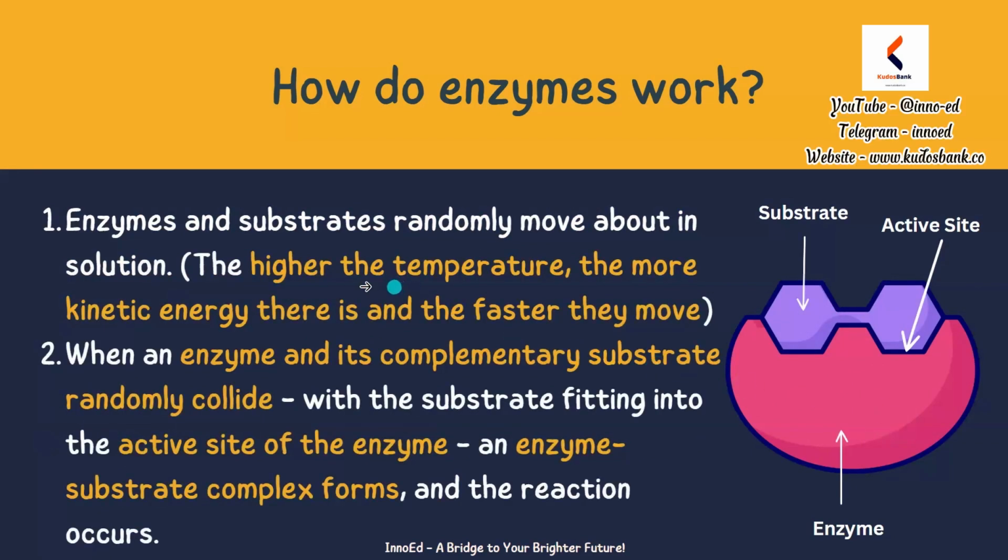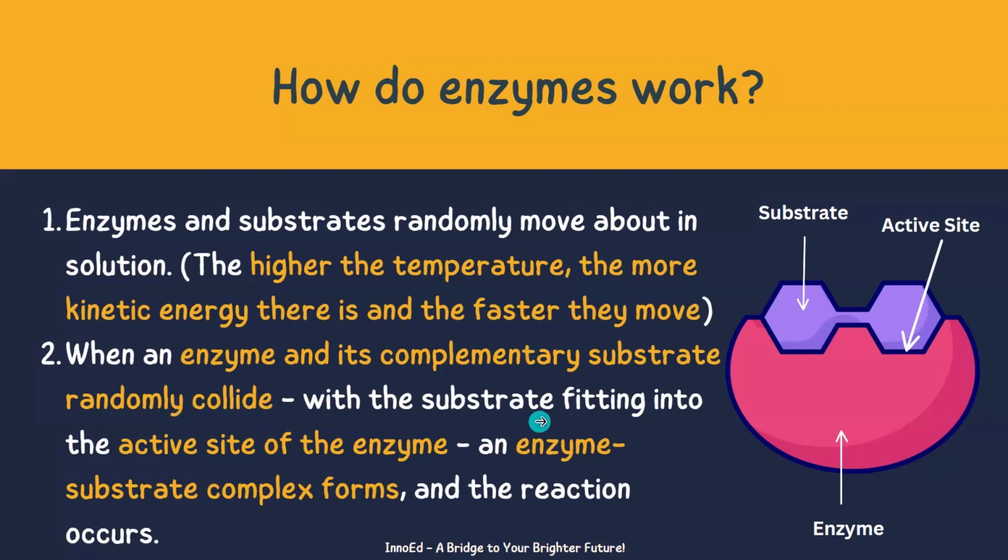So how do they meet? The enzymes and substrates are molecules which randomly move around in their place due to the kinetic energy that they have. So here you have to know that the higher the temperature, the more kinetic energy there is and the faster they move. So if we increase the temperature, the enzymes and substrates will move randomly faster and will meet each other faster so that they collide.